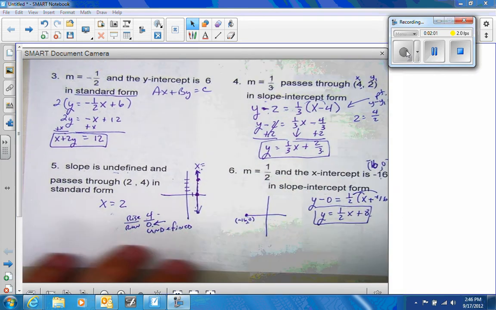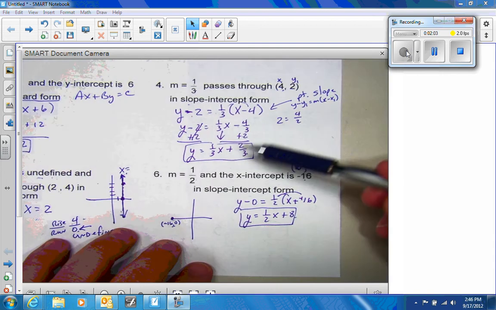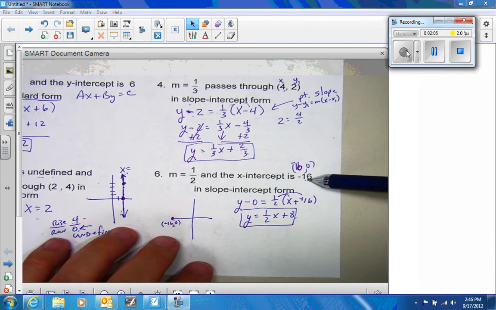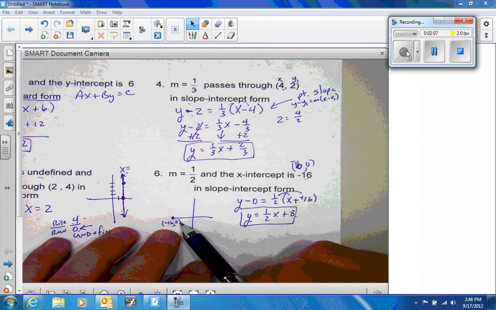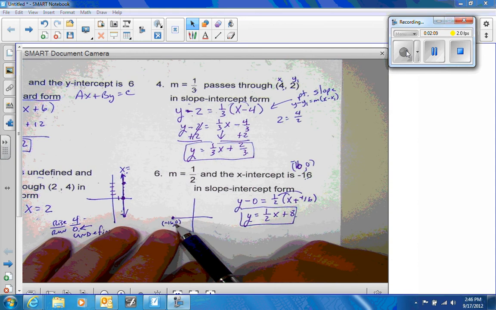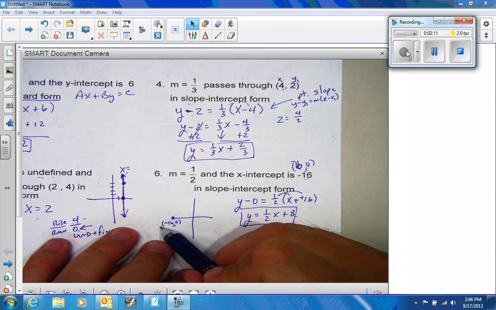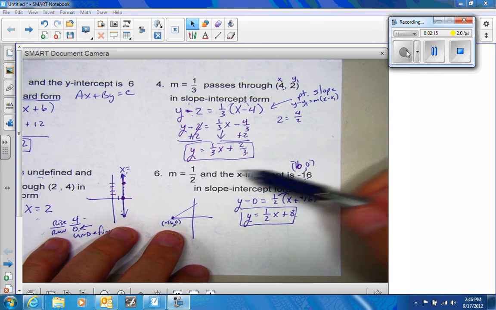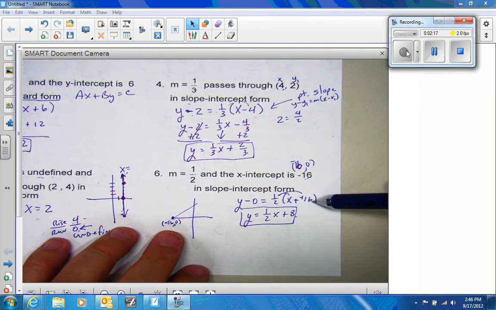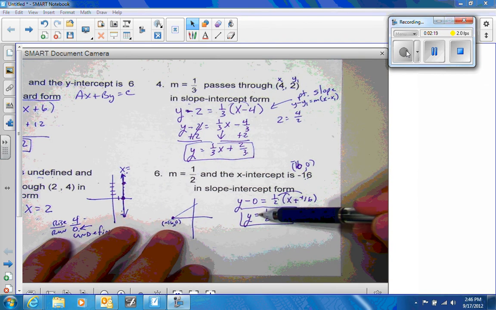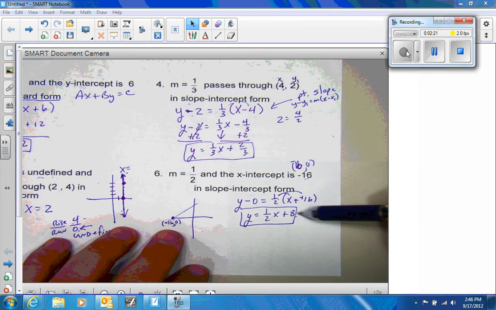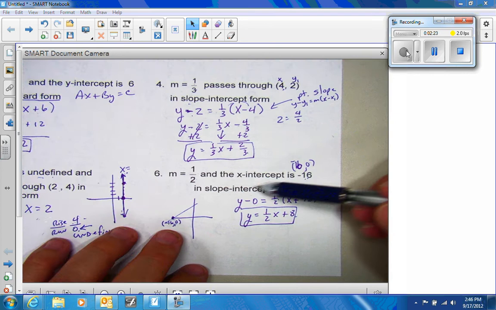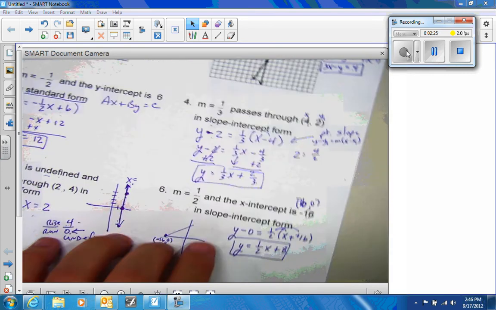All right. Number 6. Number 6 gives me a slope and the x-intercept. Well, I just basically drew a little graph to show me where that point would be. And I know it's going to go this way. So what I did was I used point-slope form, plugged in those points and the slope, and got out of it y equals 1/2 x plus 8. All right, and that's what I wanted. I wanted it in slope-intercept form.